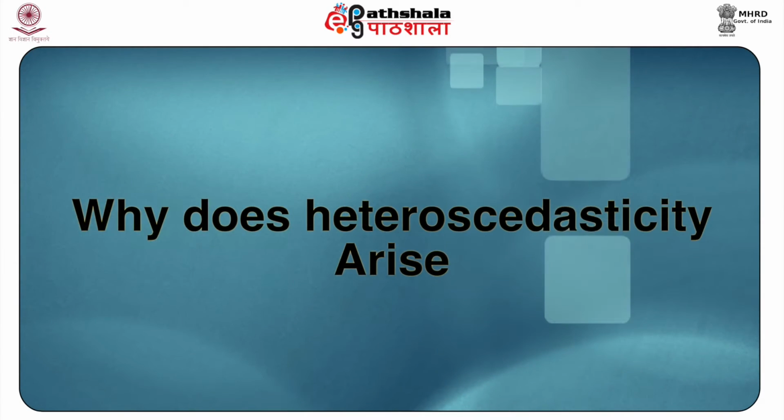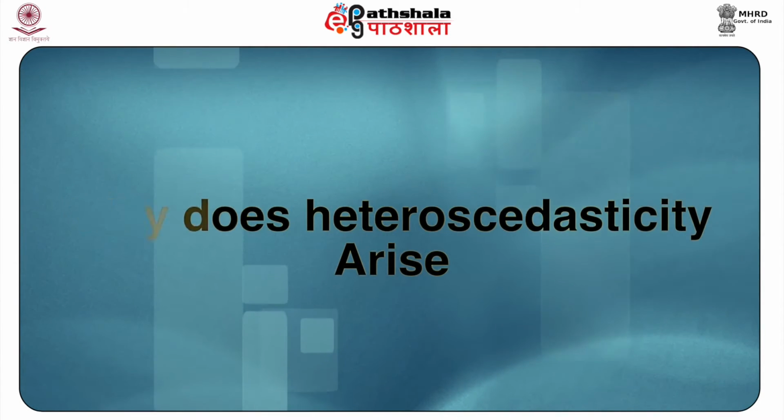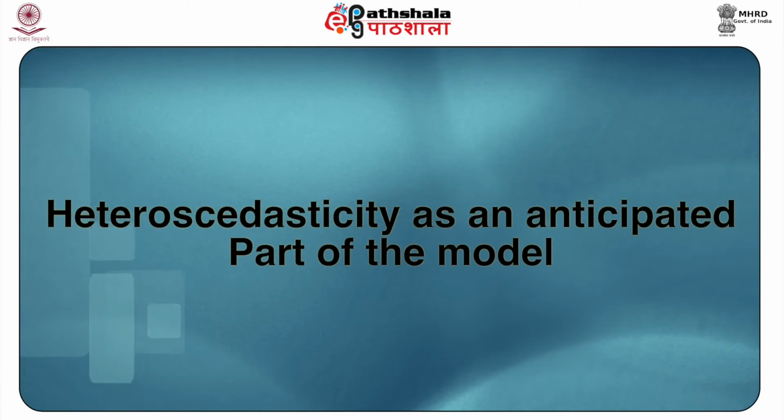So let us understand why heteroscedasticity arises, in this section 3. There are many reasons why error variances in regression models may be heteroscedastic. Let us look at these causes in the following discussion. Heteroscedasticity as an anticipated part of the model. If the observations in cross-section are related to homogeneous units of different sizes or scales, the assumption of a common disturbance variance for all observations is often violated. Consider the following examples.